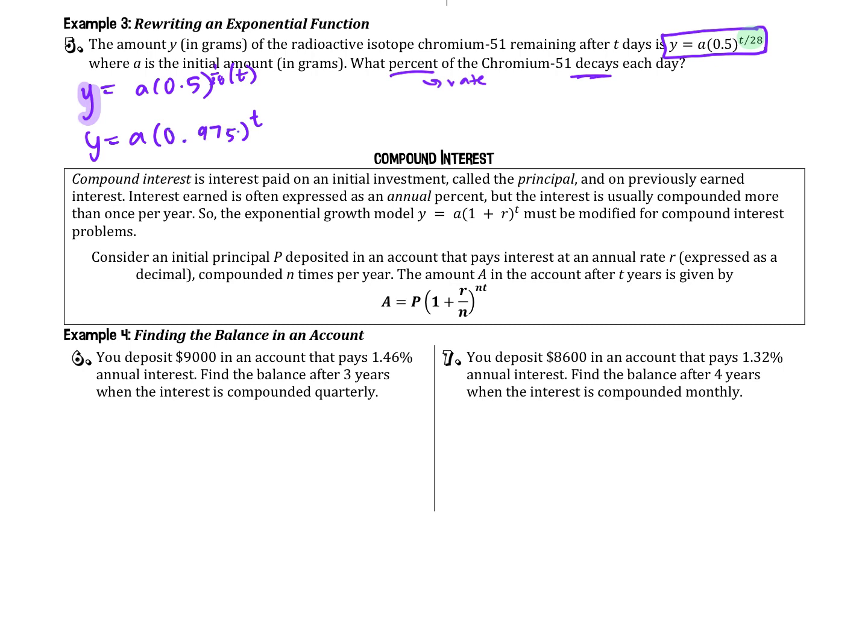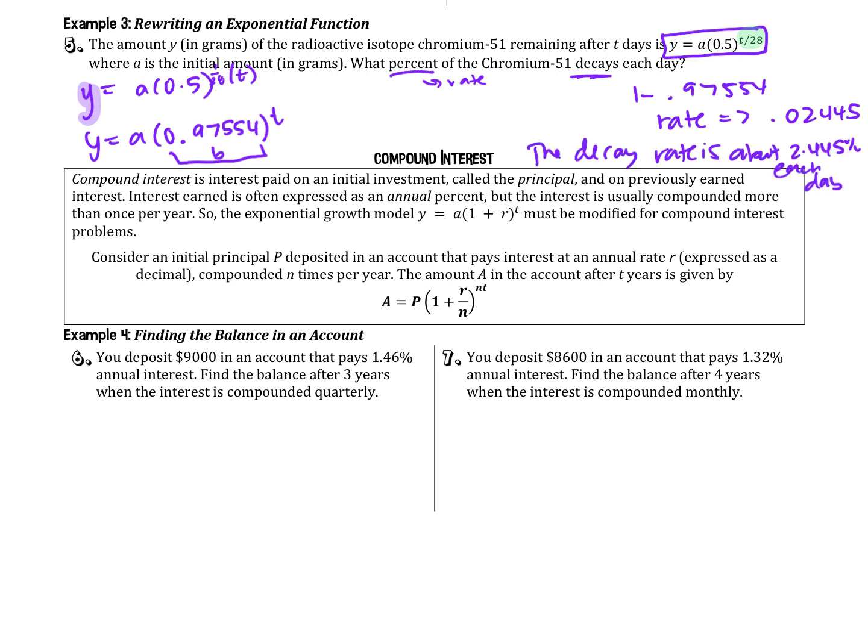So here we have, I'm going to give a couple extra decimal places. Let me write that more clearly. So here I have my exponential model. Now what this means is that b is this number here. I want to know what my decay rate is. So I'm going to subtract that value from 1 to figure out at what rate we are decaying. So the rate as a decimal is going to be equal to 0.02445. Then I'm going to write my answer in a sentence. The decay rate is about 2.445% each day.